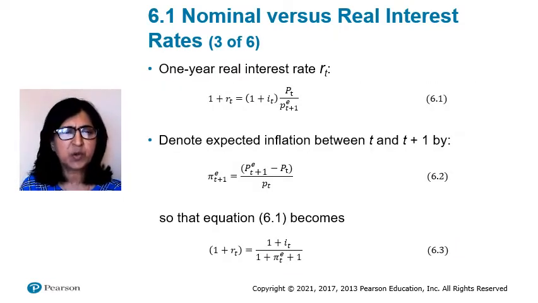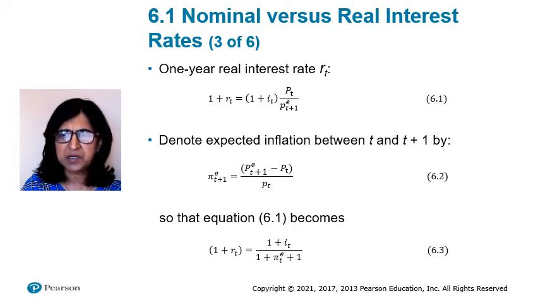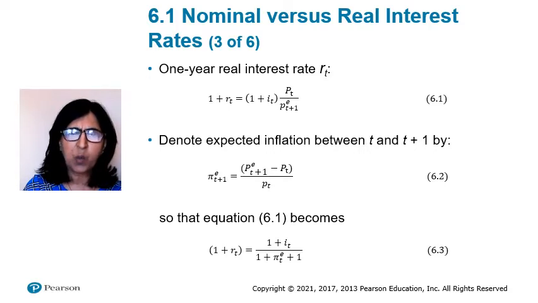Equations 6.1, 6.2 and 6.3 help us in understanding the relation between the real interest rate, nominal interest rate and expected inflation rate. Equation 6.1 shows the derivation of the real interest rate by putting together the top and bottom parts of figure 6.1: 1 plus r_t equals 1 plus i_t times P_t over P^e_t+1.